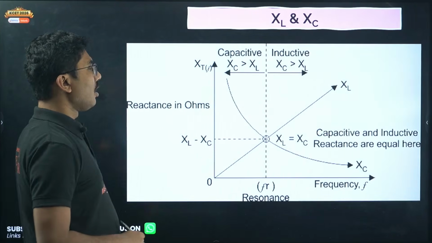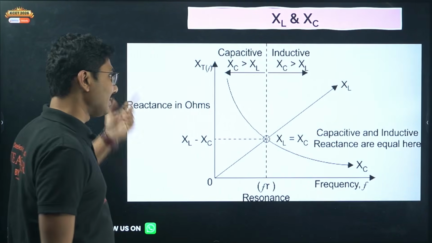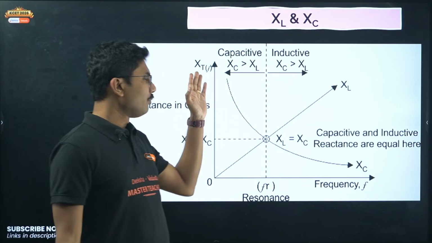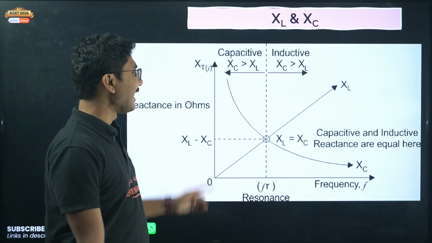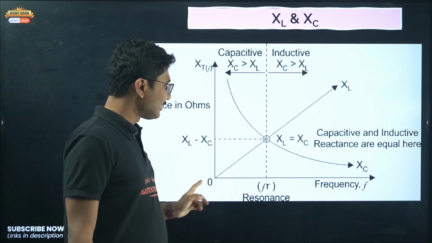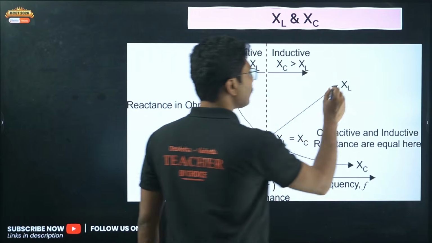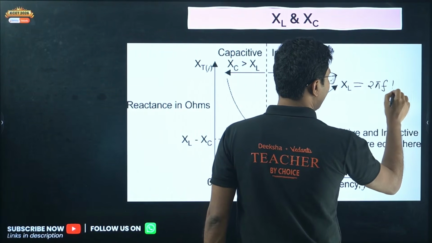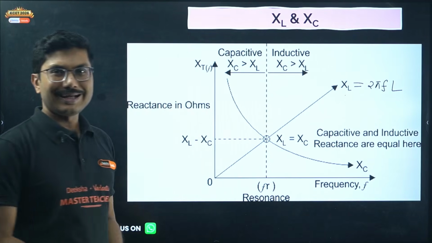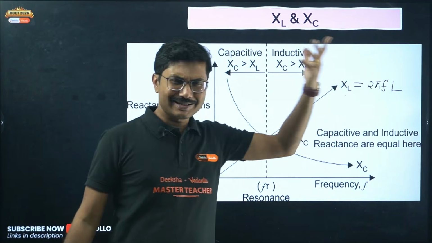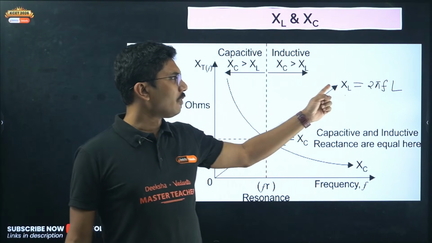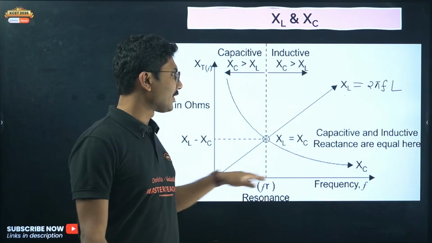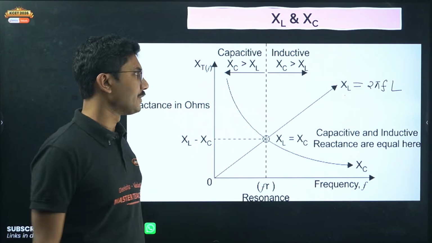Now why is resonance happening? Let us understand that. For that we have to plot the graphs of XL and XC. If you plot XL, you will see that it is a straight line graph. Why? XL equals 2 pi f into L. So XL is directly proportional to the inductance and directly proportional to frequency. Inductance generally is constant. So if you plot XL versus frequency, it will be a straight line passing through the origin.